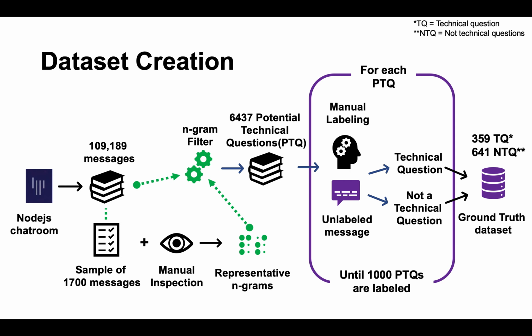For evaluating our framework, we first had to create a dataset, because there is currently no existing dataset that distinguishes between technical question and non-technical question messages in instant communication messages. First we took the messages from the Node.js chat room in Gitter. We extracted all of the messages that were on the channel. Afterwards, we explored a sample of 1,700 messages, and then we identified a set of representative n-grams that were commonly found in messages that were technical questions.